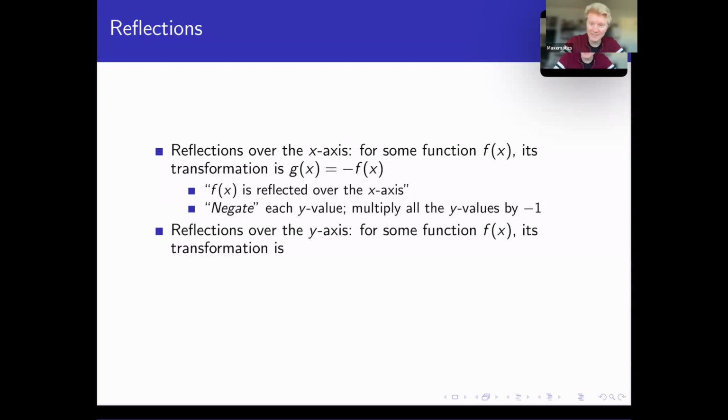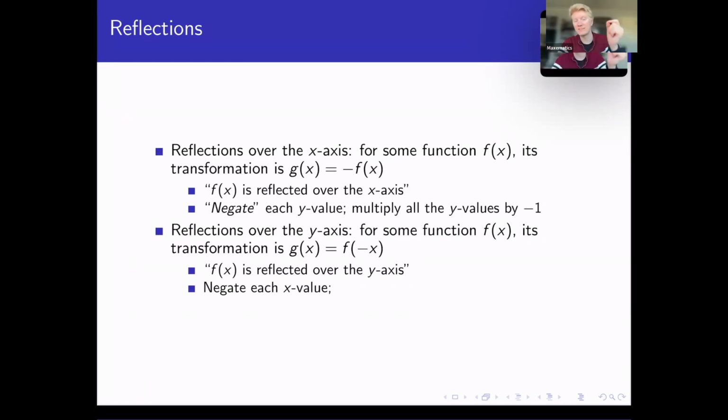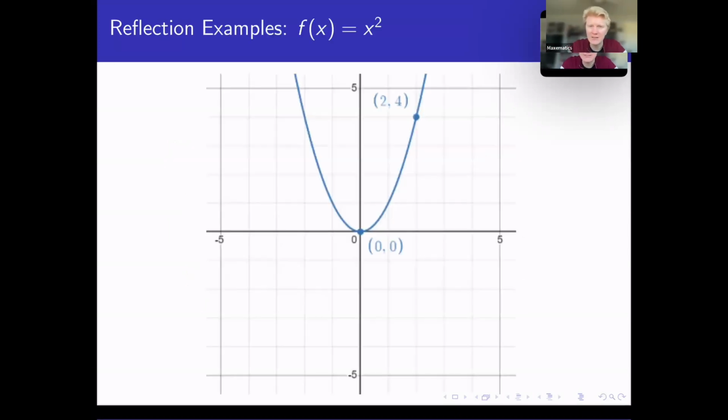Reflections over the y-axis, well, instead of negative on the outside of our function, that negative would be on the inside of the function. So we say f of x reflected over the y-axis, but instead of negating the y values, we're instead going to negate the x values. So we're going to multiply all the x values by -1. So reflections don't really take us that long.